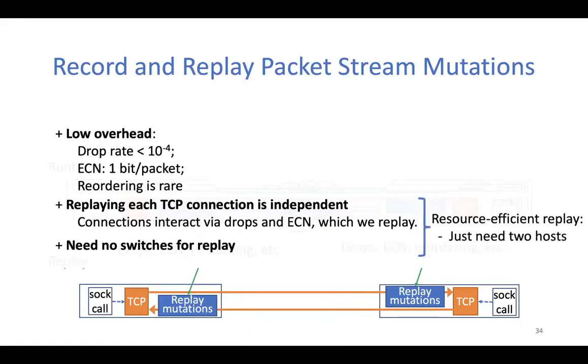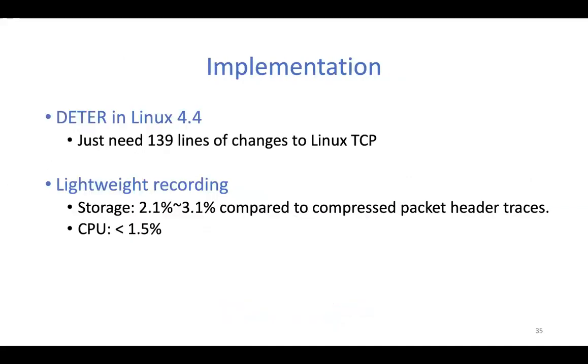These two features make the replay very resource efficient, because we just need two hosts to replay one connection that has a problem. And in fact, we can even just use one host with two VMs running the two endpoints of TCP. We implemented DETER in Linux 4.4. It needs only 139 lines of change to the Linux kernel. And the recording is very lightweight. The storage only costs 2 to 3% compared to the packet header trace, in a compressed manner. Also, the CPU overhead is always smaller than 1.5%.